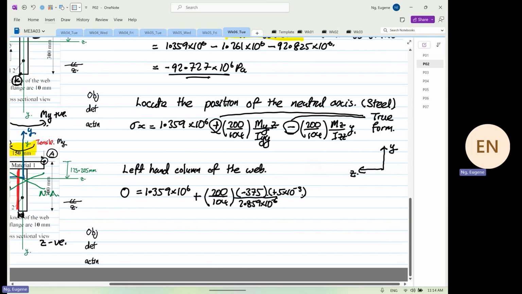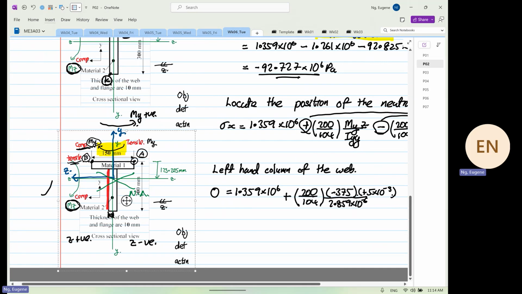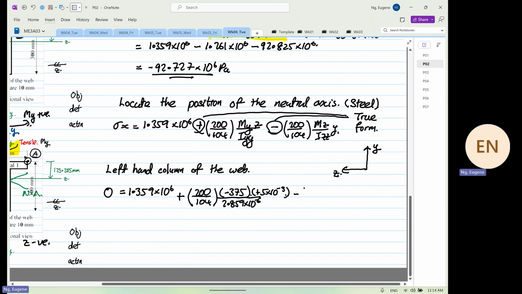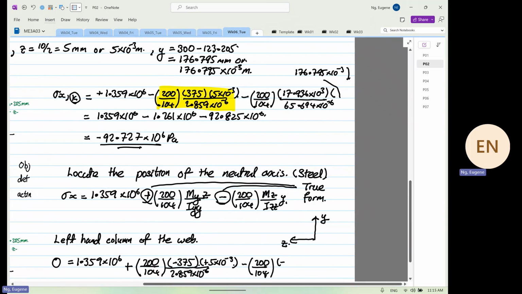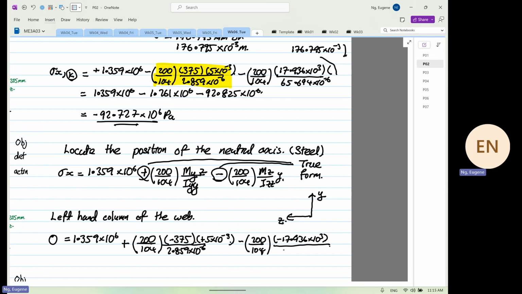Now let's look at the next one. If we look at our moment about Z, for it to be positive, using the formula, this is your positive direction. But in our analysis it's minus. So this is 200 divided by 104 again. Now this becomes minus our 17.936 times 10 to the power 3, and then divide by 65.694 times 10 to the power minus 6. Y position is what we don't know.